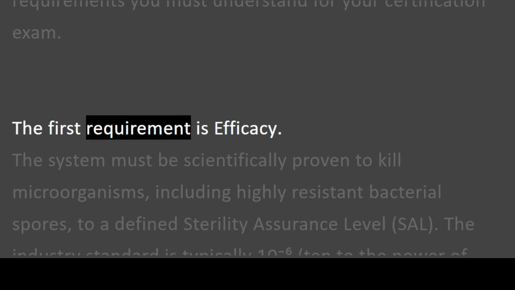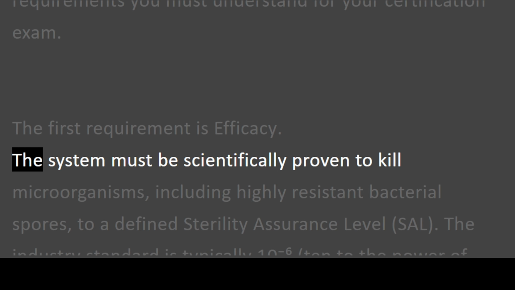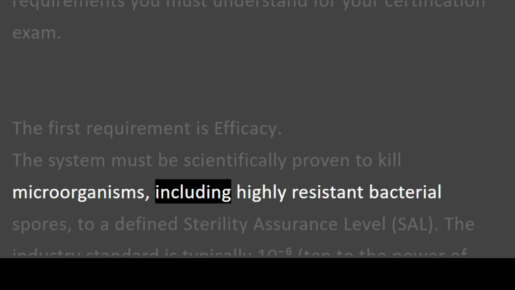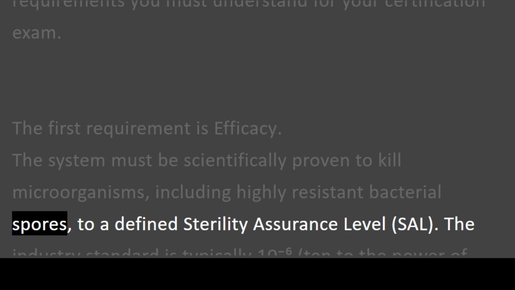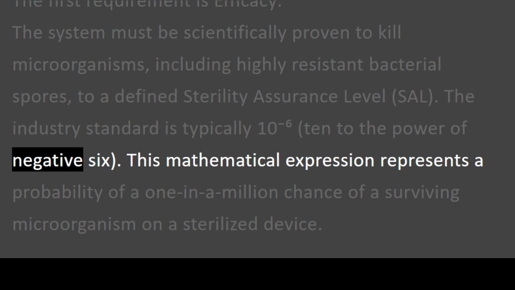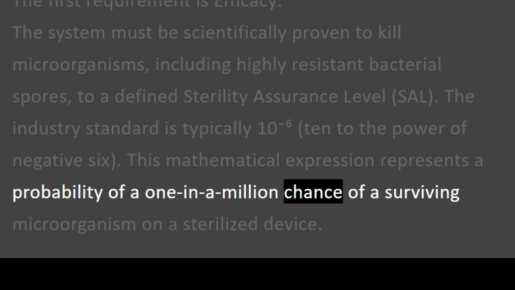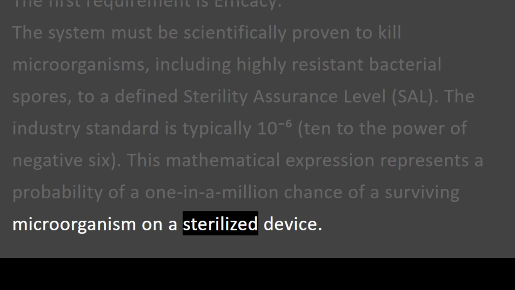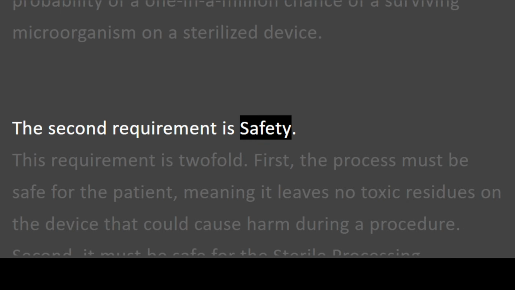The first requirement is efficacy. The system must be scientifically proven to kill microorganisms, including highly resistant bacterial spores, to a defined sterility assurance level, SAL. The industry standard is typically 10 to the power of -6. This mathematical expression represents a probability of a 1 in a million chance of a surviving microorganism on a sterilized device. The second requirement is safety.